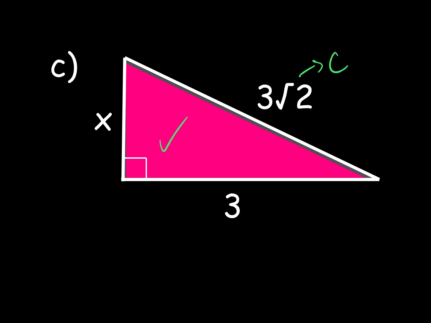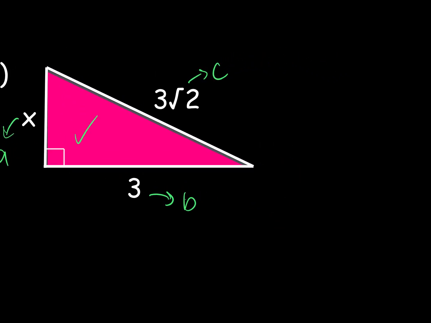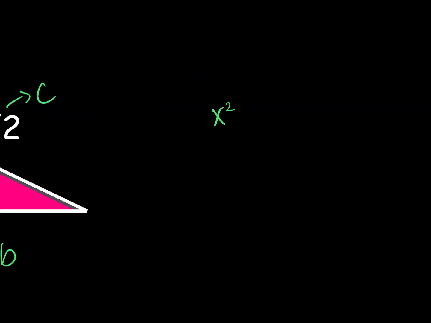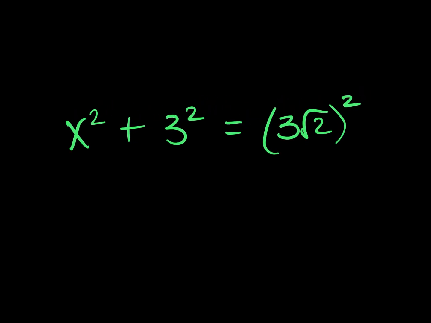Very good. What would you make your A value? X. And your B value? Tres. All right, plug it in. So it's going to be x squared plus 3 squared equals, hey, be careful here. It's 3 times the square root of 2 squared. Now, I'm going to show you 2 different ways to do this problem, okay? If you forgot the exponent rules or the power rules from algebra, pay close attention.